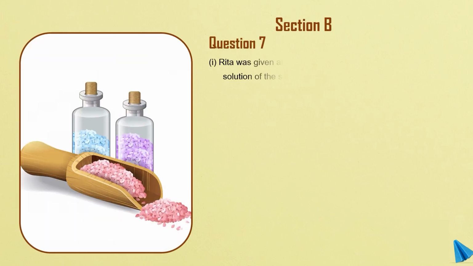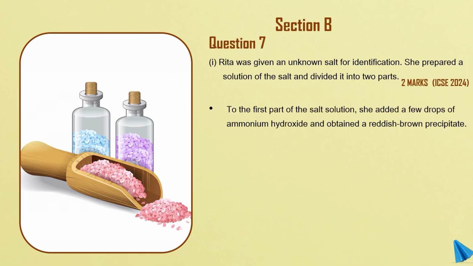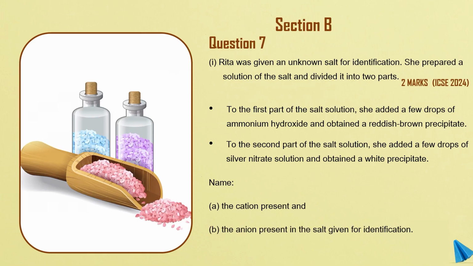Let's have a look at a new question now, that is question number 7 of section B. This is the first part. So it says, Rita was given an unknown salt for identification. She prepared a solution of the salt and divided it into two parts. To the first part of the salt solution, she added a few drops of ammonium hydroxide and obtained a reddish brown precipitate. To the second part of the salt solution, she added a few drops of silver nitrate solution and obtained a white precipitate. So name the cation present and the anion present in the salt given for identification.